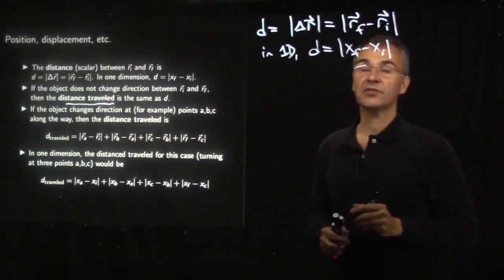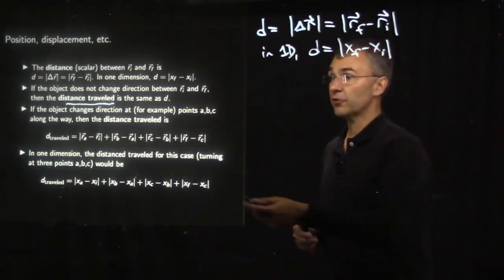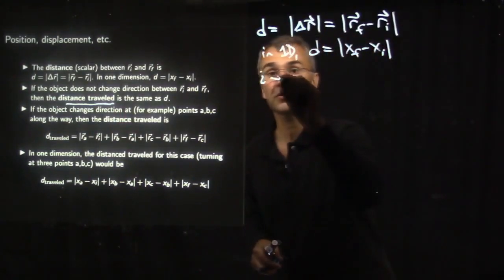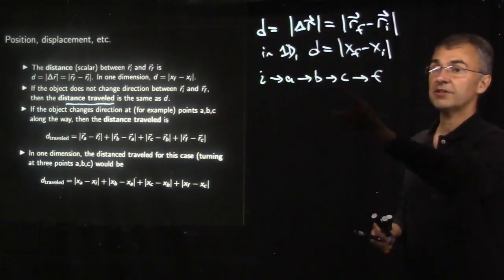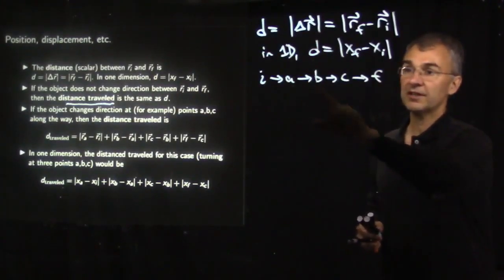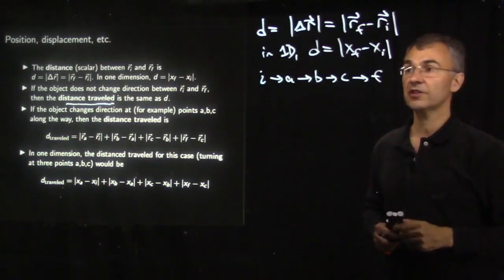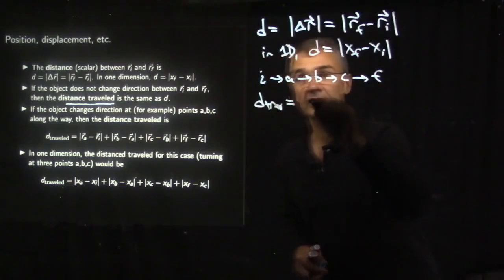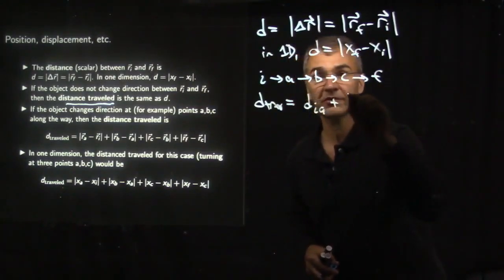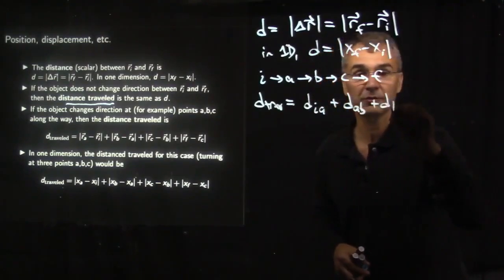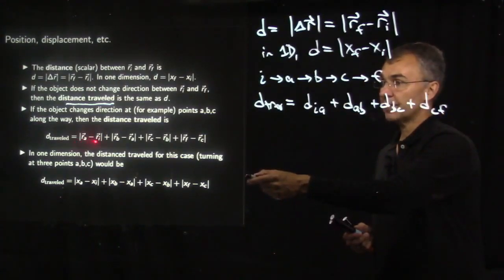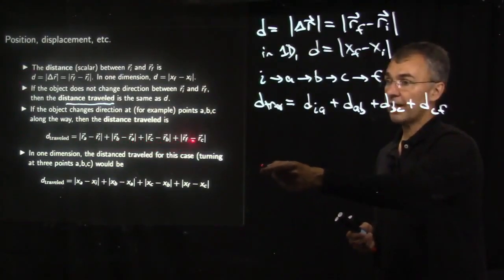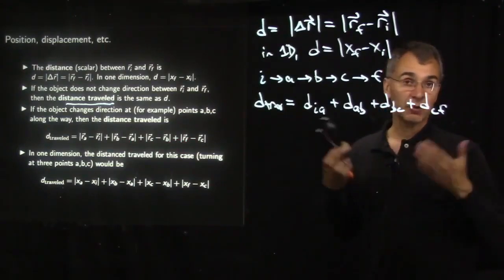So if the object does not change direction between our initial and our final, then the distance traveled is the same as d. If the object does change direction, for example, suppose we go from the initial point to A, and then to B, and then to C, and then to the final point, and suppose that we change direction at A, and we change direction at B, and we change direction at C. In that case, the distance traveled is the distance from the initial point to A plus the distance from A to B plus the distance from B to C plus the distance from C to the final point. So that's like the magnitude of the displacement from initial to A, plus the magnitude of the displacement from A to B, plus the magnitude of the displacement from B to C, plus the magnitude of the displacement from C to the final point.